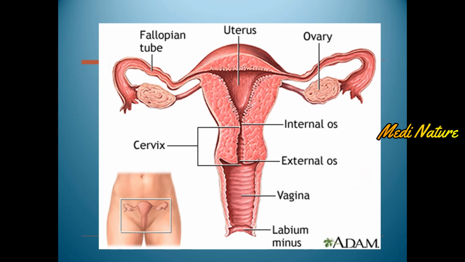In this picture, you can see the connection between the uterus and the vagina, that is the cervix, the neck-like part. There are two openings. The upper opening, the cervical canal, opens into the uterus through the internal os. The cervical canal opens into the vagina through the lower opening, the external os.